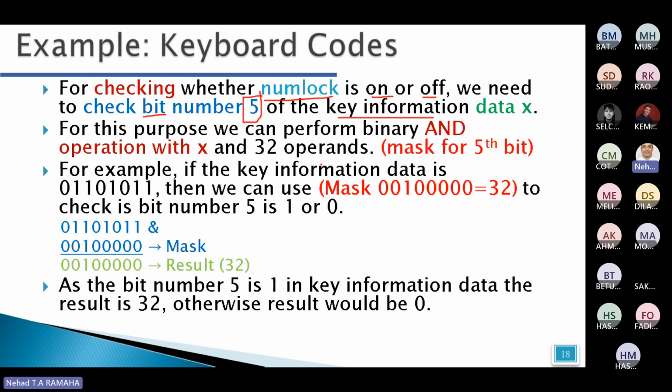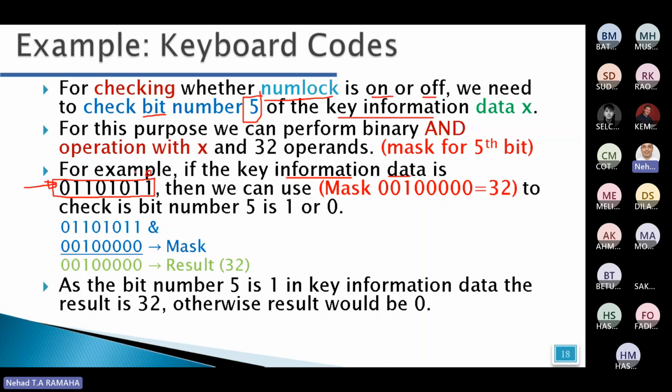For example, key information data usually has 32 digits. Okay, but in our example, for simplicity, imagine that the information data is like this. So this is the information of the keyboard. Depending on this information, we need to know if the numlock is on or off. Okay, to do this, we know that the numlock is the fifth digit.